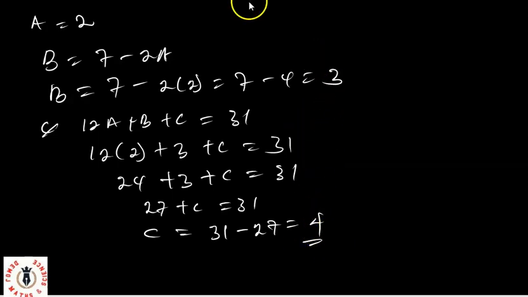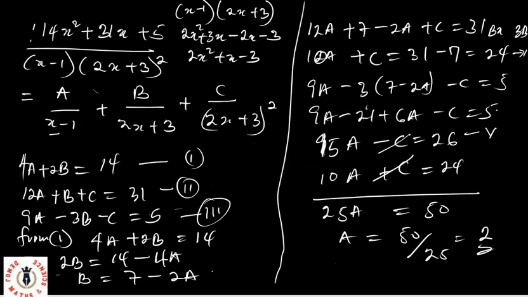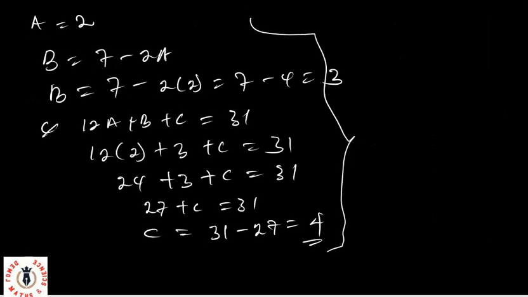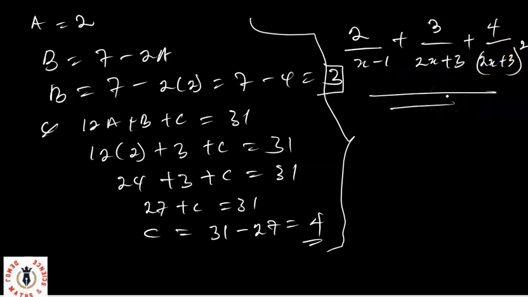Now, if c is equal to 4, we can conclude that, knowing that our question says our equation is A over x minus 1 plus B over 2x plus 3, our A is 2, so our resolution will be 2 over x minus 1, plus our B is 3, that will be 3 over 2x plus 3, plus 4 over 2x plus 3 all squared. And we've been able to resolve this partial fraction.